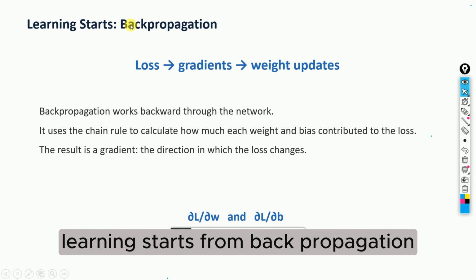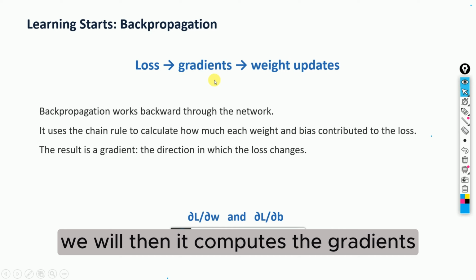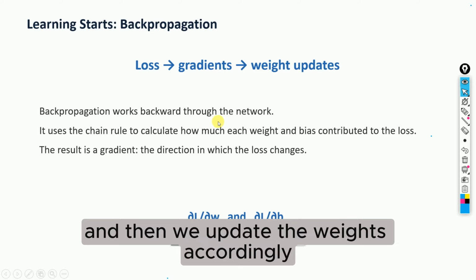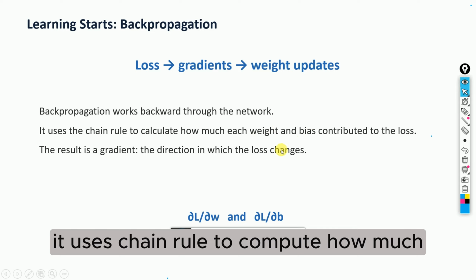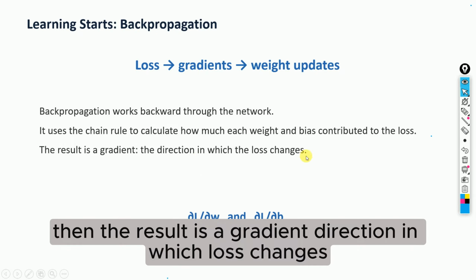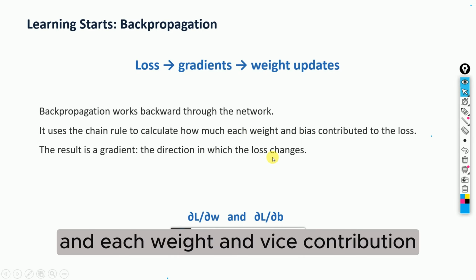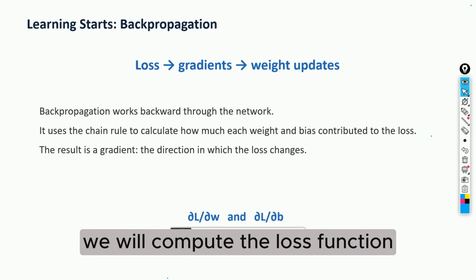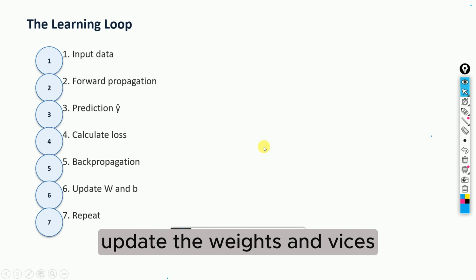Learning starts from backpropagation. After computing the loss, we then compute the gradients and then we update the weights accordingly. Backpropagation works backward through the network. It uses the chain rule to compute how much each weight and bias contributes to the loss. The result is a gradient, the direction in which the loss changes. So we will calculate the loss and each weight and bias contribution. We will compute the derivative of the loss function with respect to the weights W and with respect to the biases B. Then we update the weights and biases.